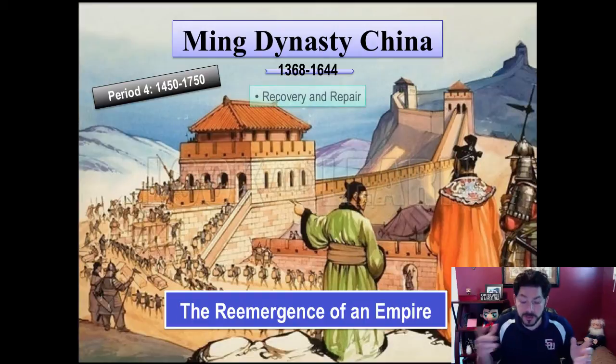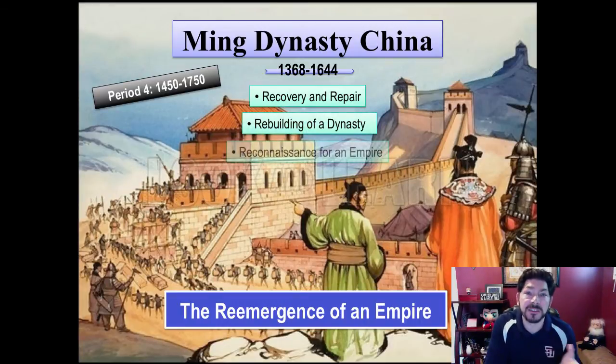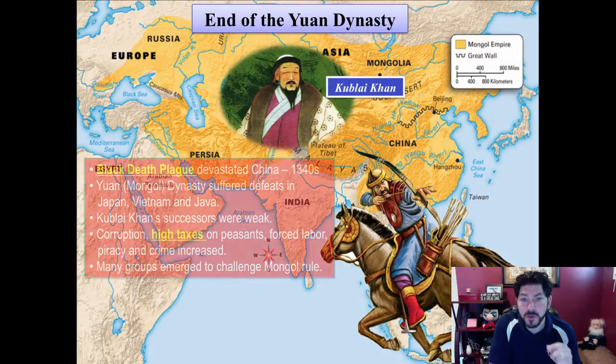The first one is going to be the recovery and repair of Confucian China, the rebuilding of a dynasty, and then we're going to take a look at the reconnaissance to create an empire. So where does it all begin with the Ming? Well, it begins with the end of the Mongol rule, the Yuan dynasty.